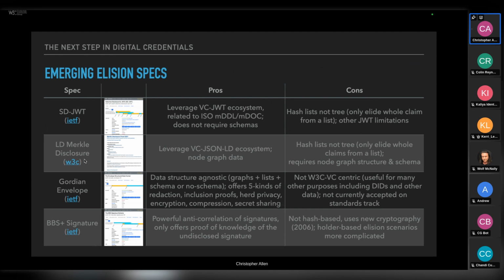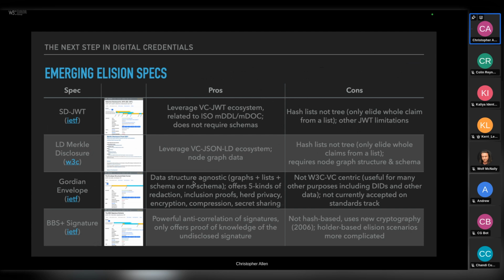There's LD Merkle disclosure, which I think is a little less mature, but there is a W3C doc on it. The particular advantage of it is that it leverages the JSON-LD ecosystem, which I believe the VC-EDU community is using. It's particularly convenient for node graph data, but again, it is a hash list, not a tree. You're just basically being able to elide an entire claim, and it does require you to have a node graph structure for your data and a schema for it to properly work.